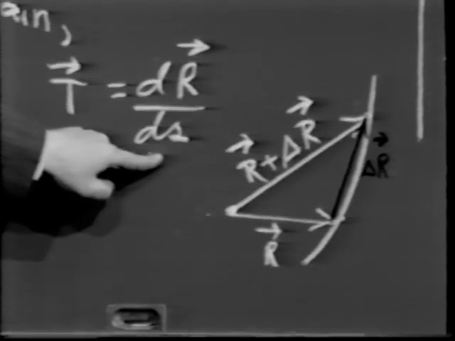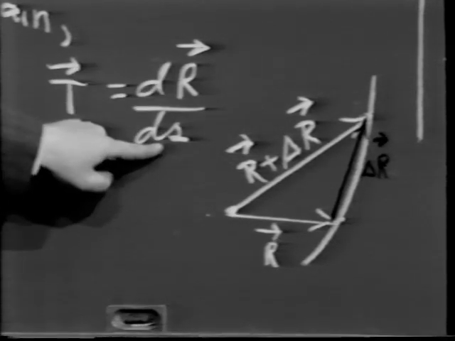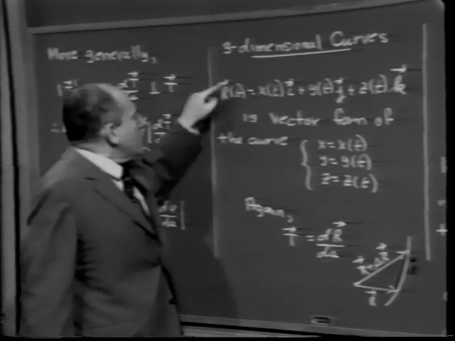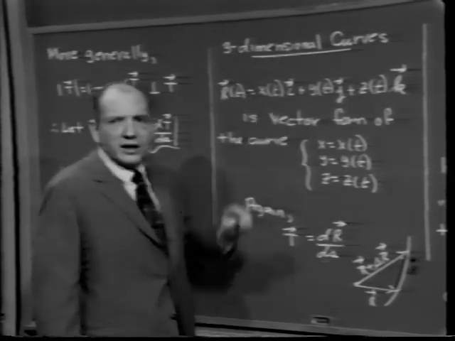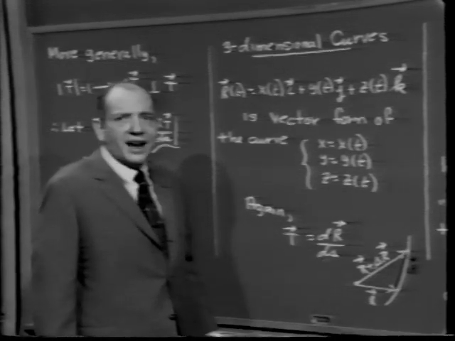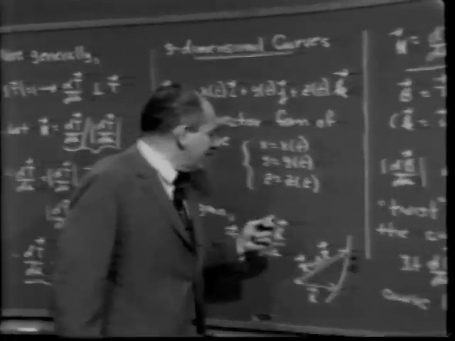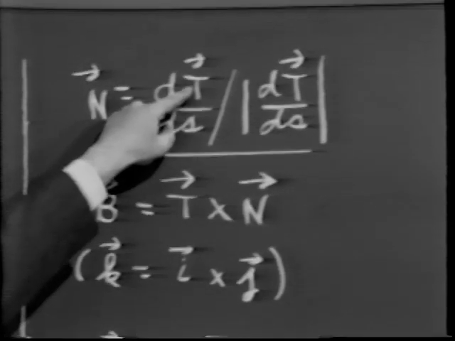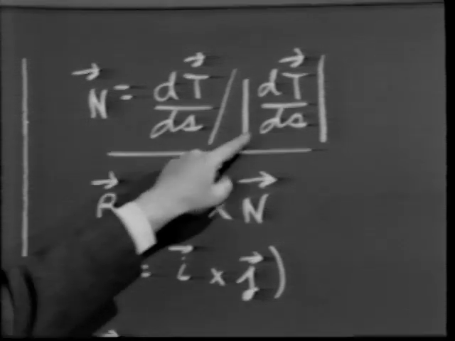Again, from a computational point of view, to find dr/ds, you do not rewrite this in terms of s. You simply take the dr/dt, the same as before, divide by its magnitude, and you automatically have dr/ds. Similarly, once T is given, to find N, you simply differentiate T with respect to s and divide it by its magnitude.